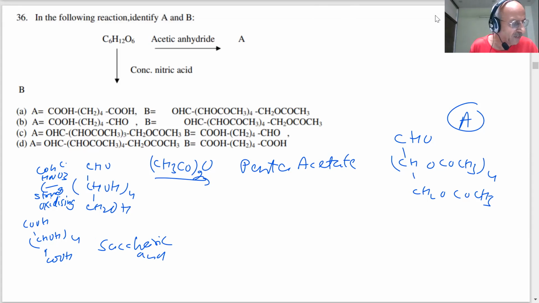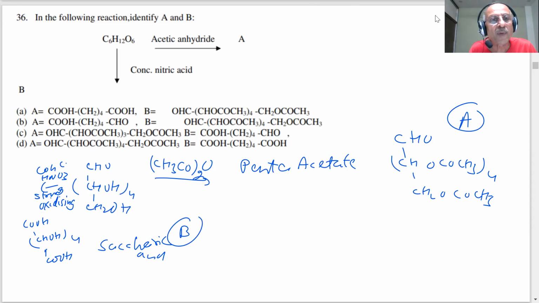Oxidation is taking place, and as you can see, both the terminal carbons will be oxidized to give saccharic acid. And this is my A, then this is my B, students. So what is the correct answer here?